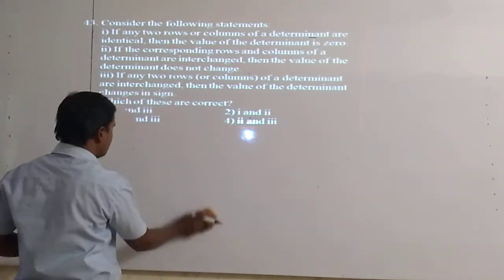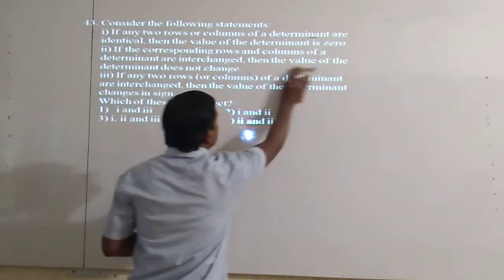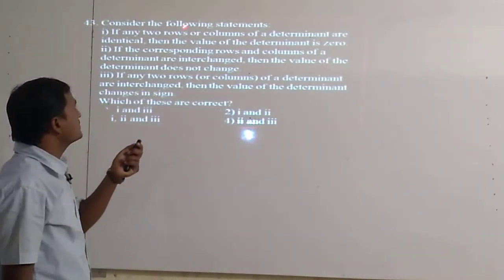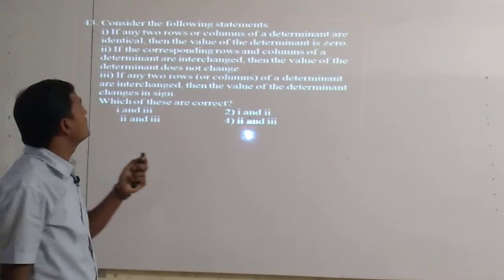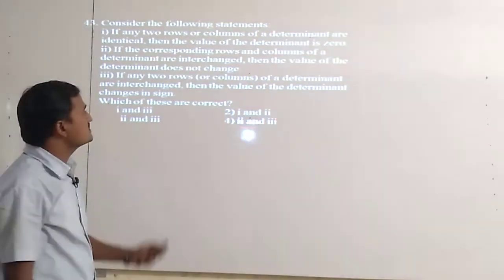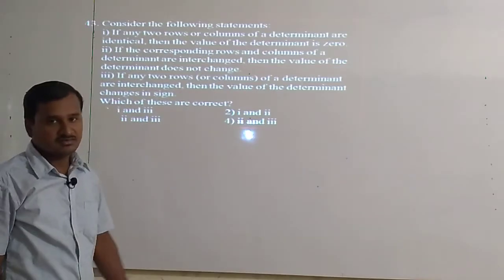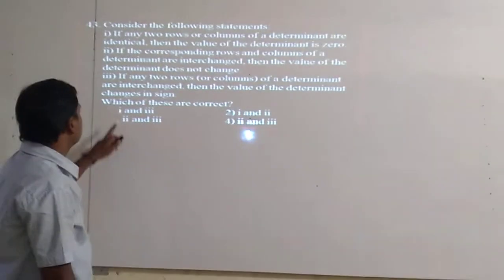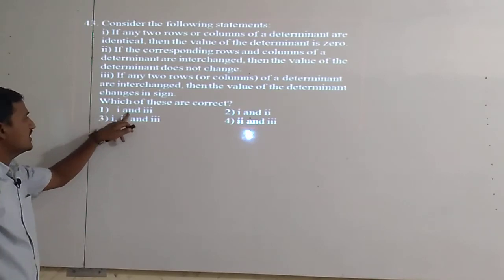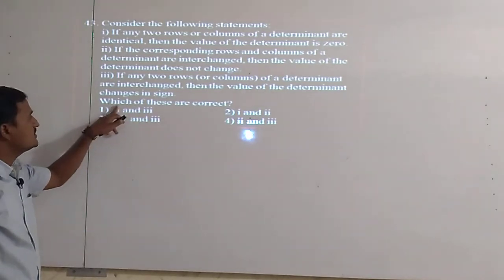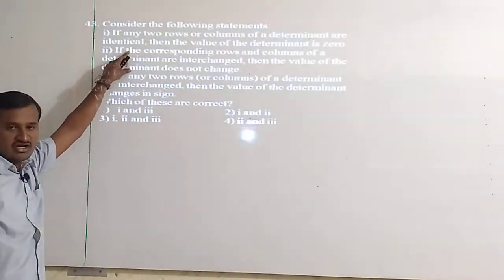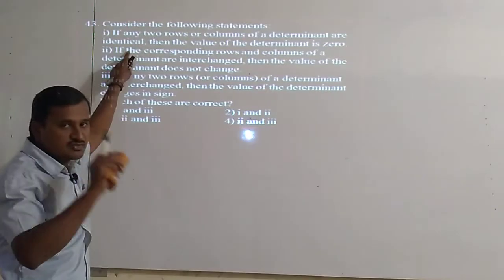So here you should observe what they have given, right? Consider the matrix of the following statements. They have given three statements related to properties of the determinant. Then in option A, in the first option, 1 and 3, which of these are correct? Here in these three statements we should check which option is the right one.